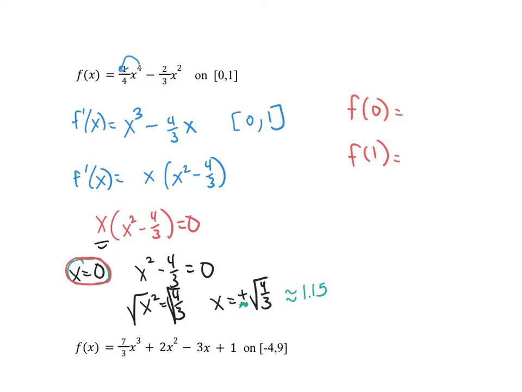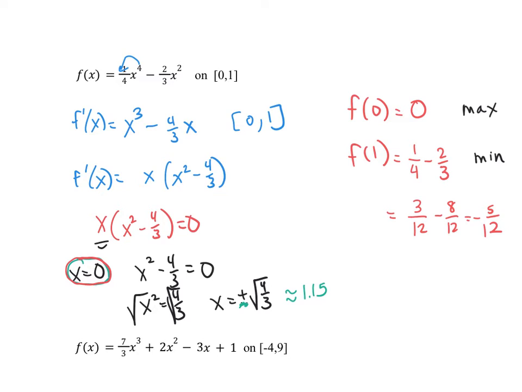So if I plug in 0, I get 0. And if I plug in 1 to the original, I get 1/4 minus 2/3. Where if I get my common denominators, that's going to be 3/12 minus 8/12, which is negative 5/12. So my max is going to happen at 0, and my minimum value on this closed interval is going to happen at 1.